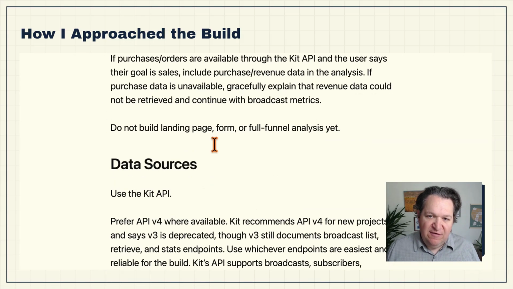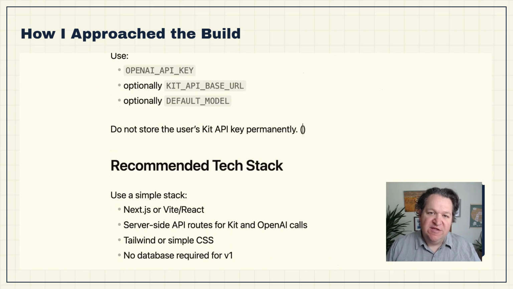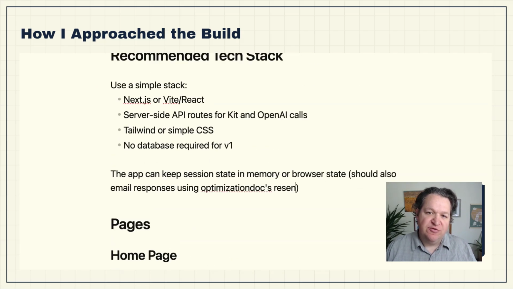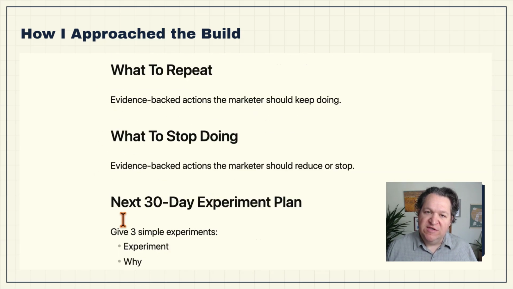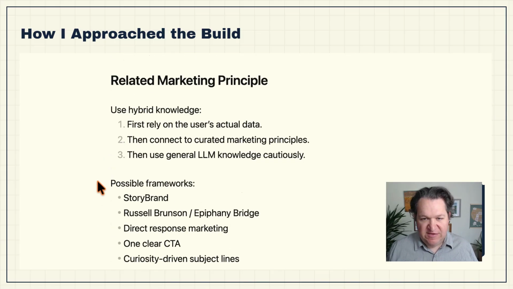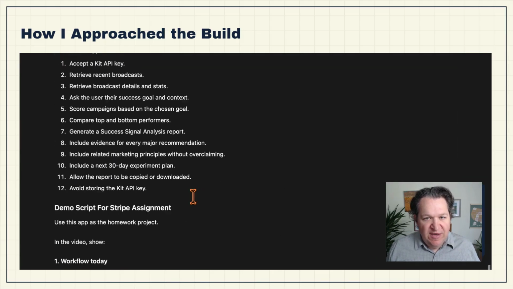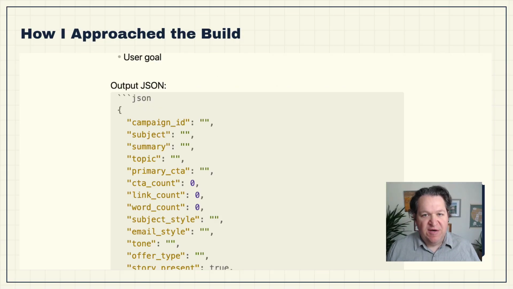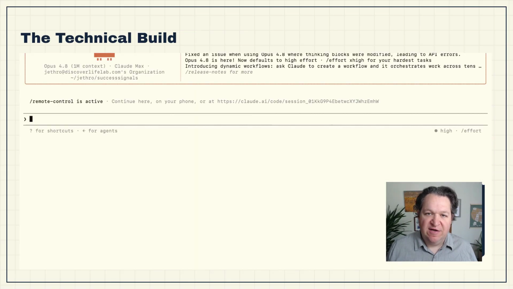That planning work saved me time. I did not have to keep expanding scope during implementation because the boundaries were already clear. Recent Kit broadcasts, no database, no login, no funnel analysis, no pretending revenue data exists when it's not exposed by the API. Let me share the technical build.